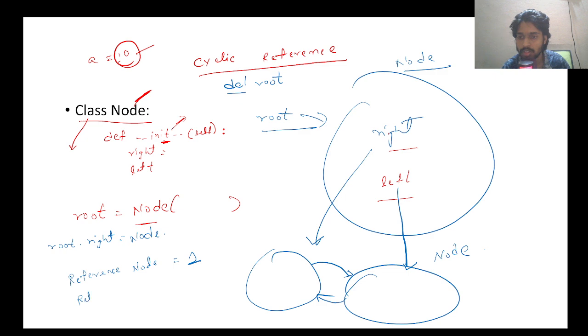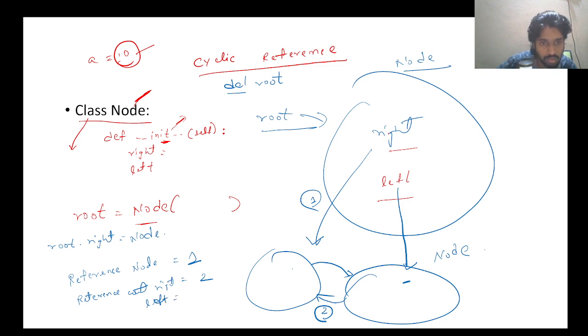What is the reference count of the object pointed to the right? It is 2. Why is it 2? Because for this object the right is also pointing, this is 1, and this is also being pointed, this is 2. So that is the reason the reference count is 2. And the same goes with the left.